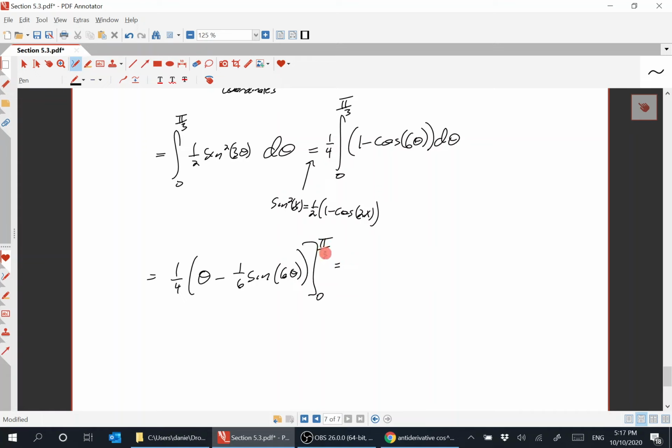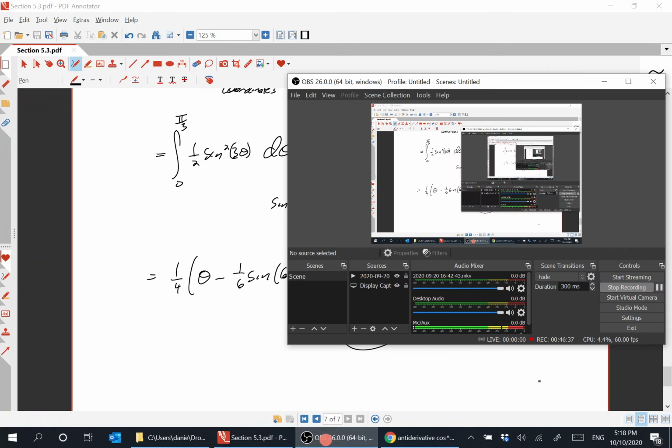Well, 6 times pi over 3 is 2 pi. So sine of 2 pi is 0, and sine of 0 is 0. So this bit is just 0. So it's 1/4, and then the theta goes from 0 to pi over 3, so it's pi over 3 minus 0, minus this whole bit here which is 0. So you get pi over 12 is the area of one leaf of that three-leaf rose. Okay, so that's the end of the lecture on this section.